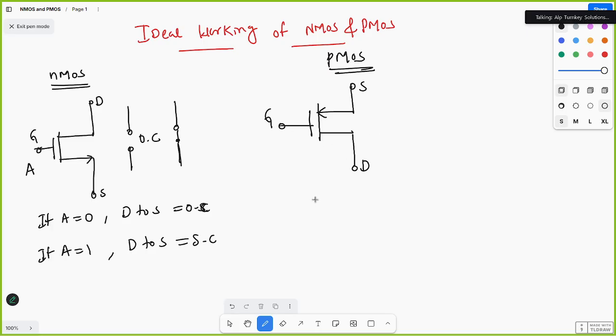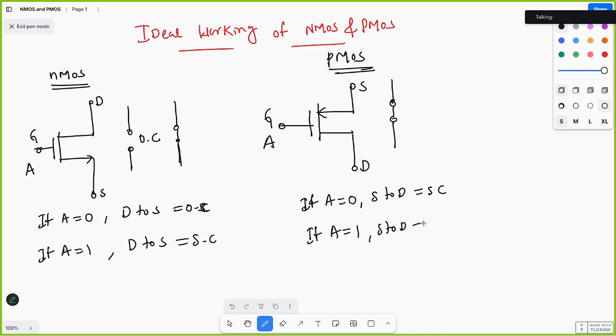Here if you take the input A, if A equal to 0, source to drain is a short circuit. If A equal to 1, source to drain is an open circuit.